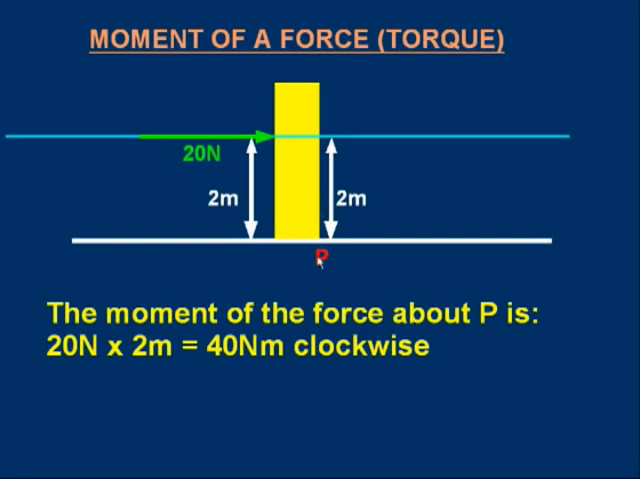And the moment is 20 Newton times 2 meters, which gives us 40 Newton meters clockwise. Look at the units. Newtons times meters gives us Newton meters, and state the direction as well. This time it was clockwise.